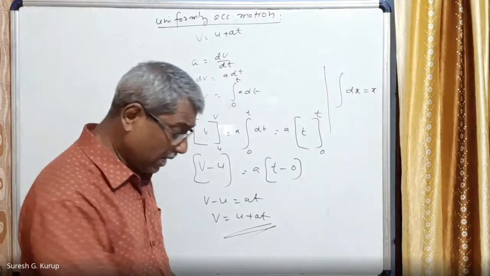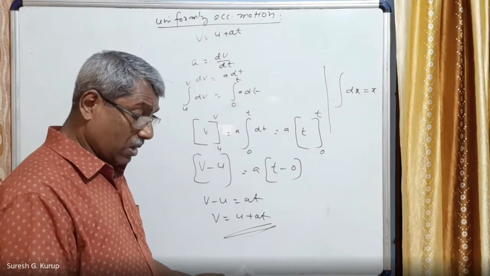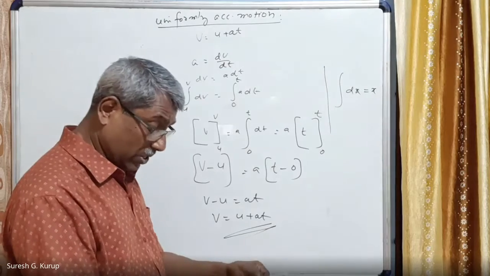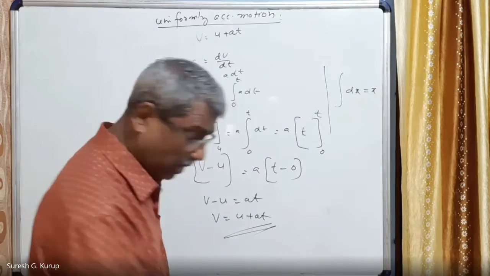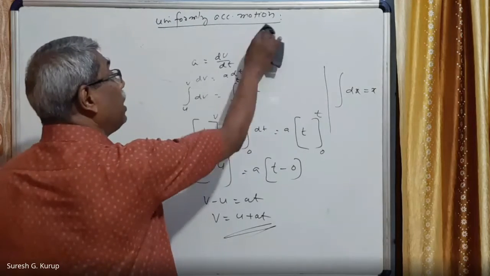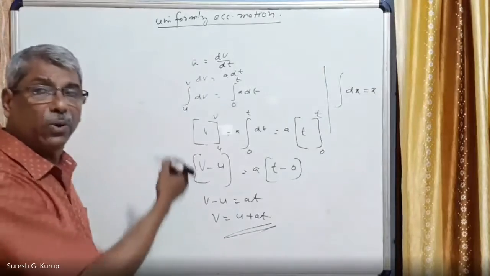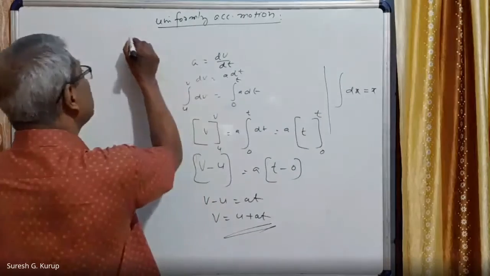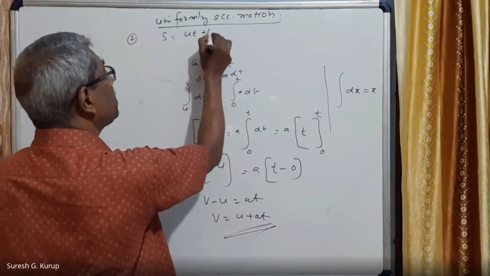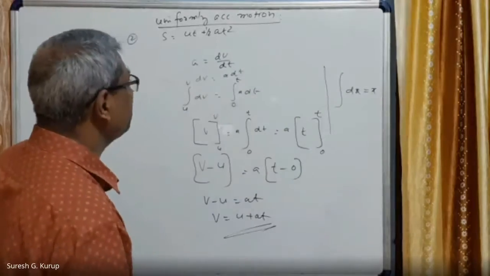Next equation we have to prove, I am also going to tell you: s is equal to ut plus half at square. You have to note down all these points, because from the board itself you can note down the notes also. Next, the second is s is equal to ut plus half at square. I am proving this also using integration.